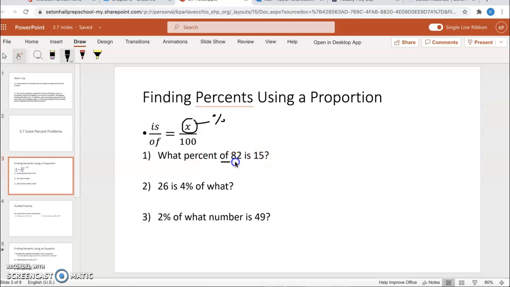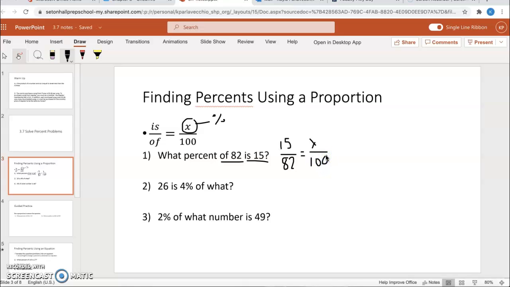This of 82 would go in our denominator for our is over of fraction because we're saying of 82, and of is in the denominator. Then our is 15 would go in the numerator. And again, that's where is located. For our next proportion, I'm asking you what the percent is. So I don't have it. So our x remains in the numerator, and then it is x over 100.